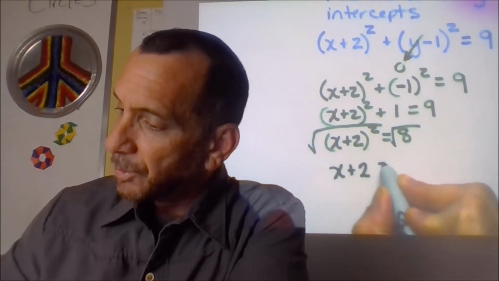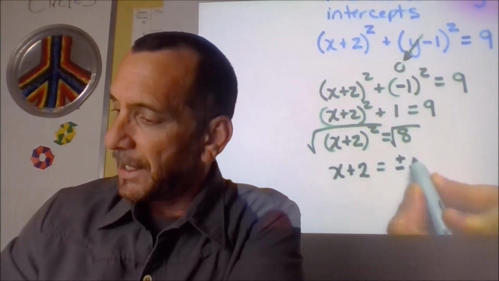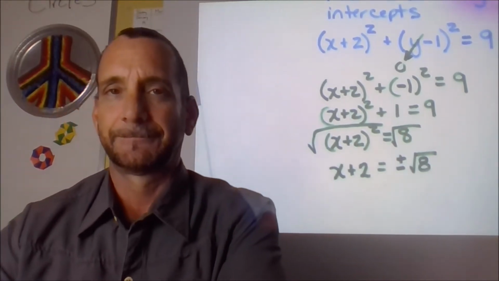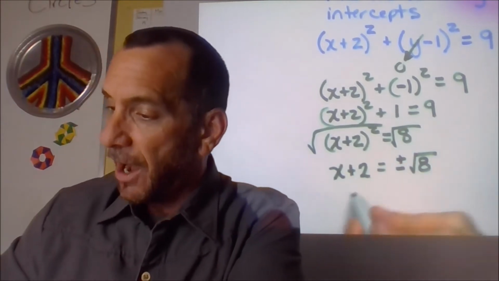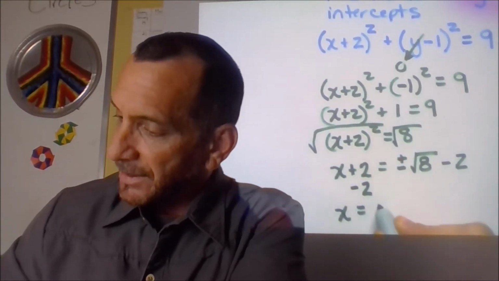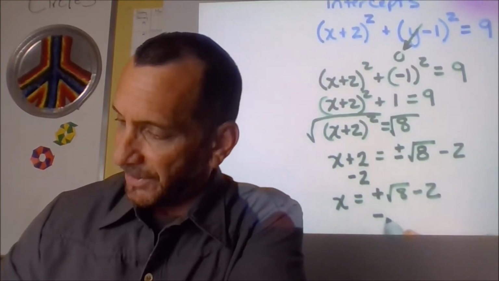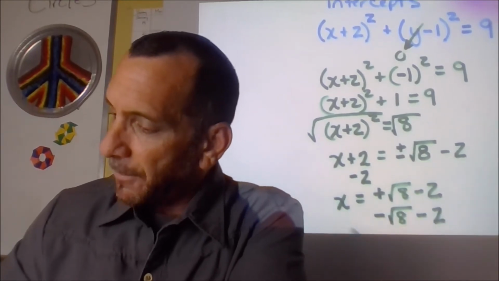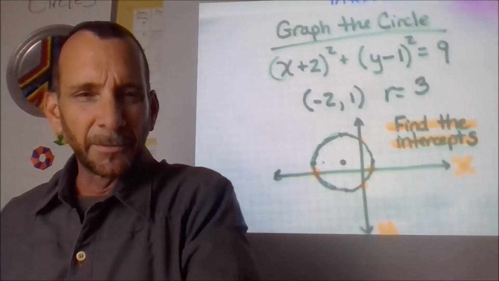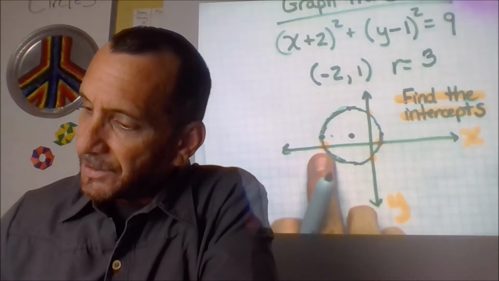We've got x plus 2 equals. Now when you take the square root of a number, you have to put the plus or minus. This is plus or minus the square root of 8. Now we can finish it off, and we can say minus 2 from both sides. So x is positive square root of 8 minus 2 and the negative square root of 8 minus 2. Now there are two x-intercepts. And actually, look at what we did here. On the circle, when we were looking at the graph, you see that it crosses the x-axis in 2 places.